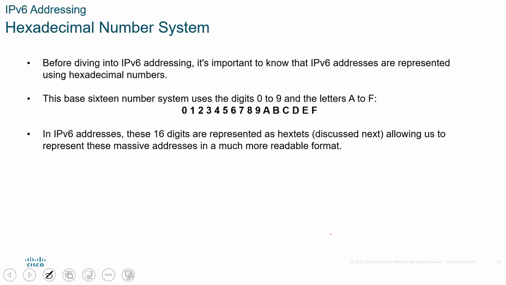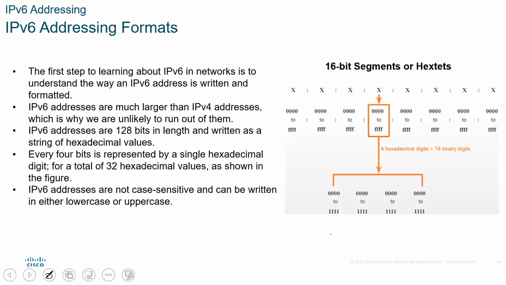16 bits, and the 16 bits is represented in hexadecimal. Now, in IP version 4, remember we said the lowest value is 0000 and the highest value is 1111, which is 0 to 255. That is what it is. But in IP version 6, because we are representing it in hexadecimal, the lowest value is 0000 and the highest value is FFFF.